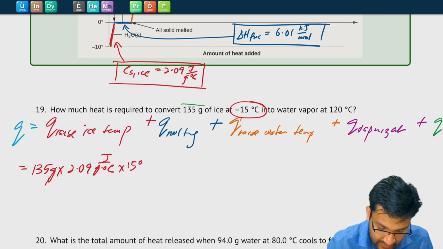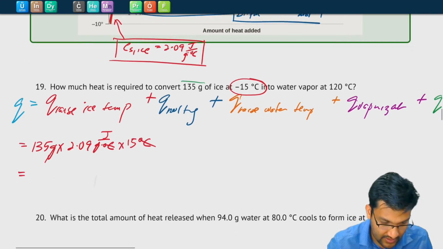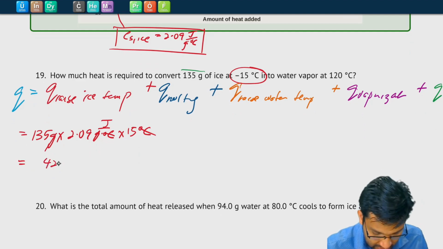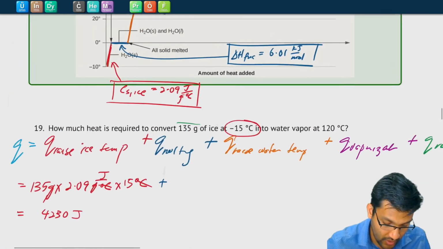This is times 15 degrees Celsius, so degrees Celsius cancel out. And this will give us, I think, 4230 joules, right? Now let's look at the next part, the melting of the ice to form water.